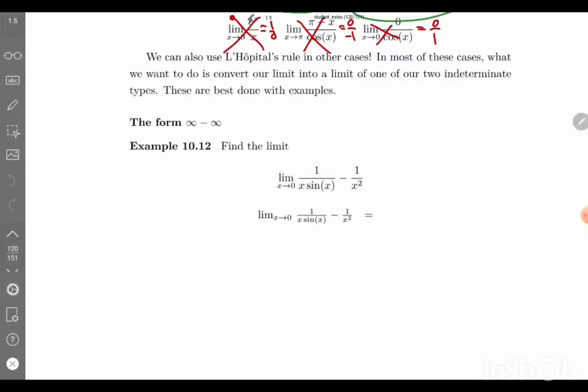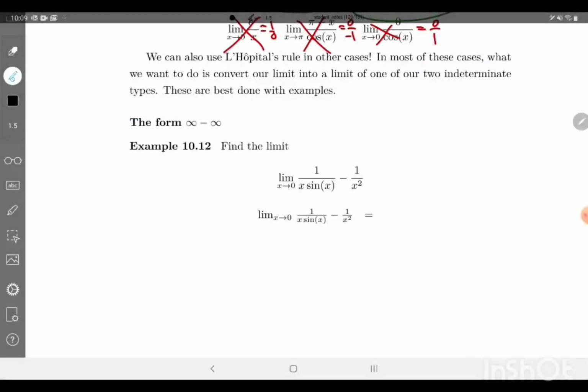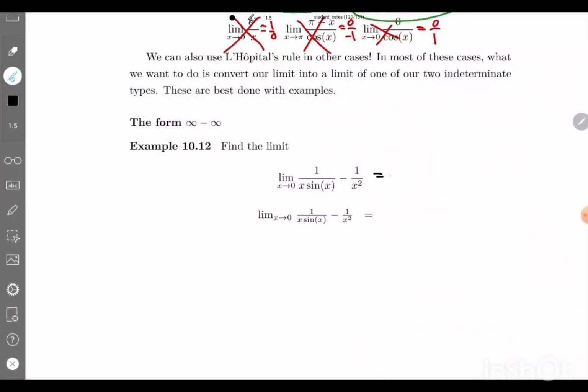So I'm going to find the limit of 1 over x sine of x minus 1 over x squared as x goes to 0. If I were to just plug it in, I get 1 over 0 minus 1 over 0. These are technically infinities when we take the limits, so this ends up being infinity minus infinity.